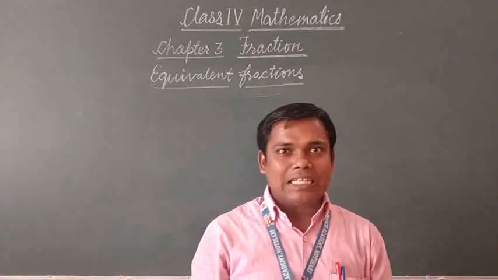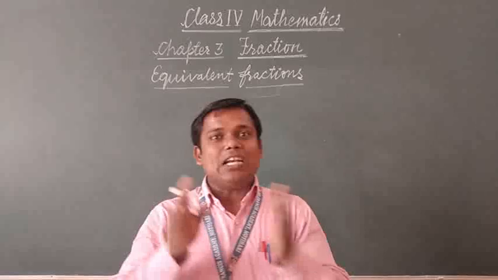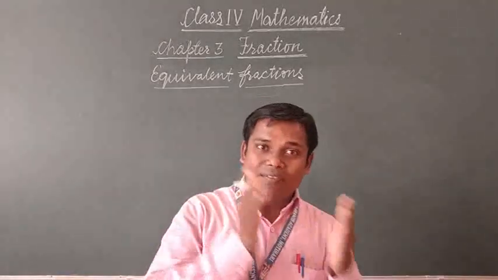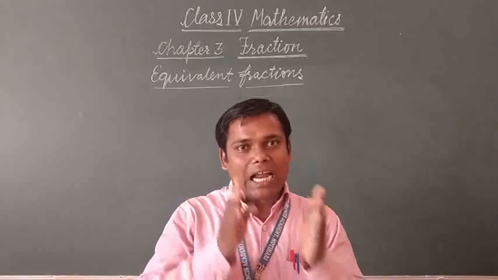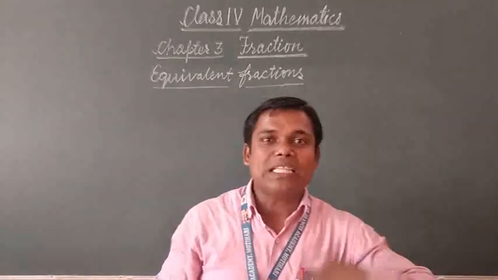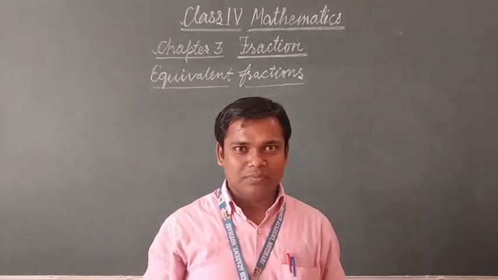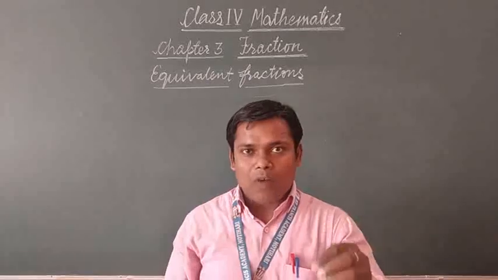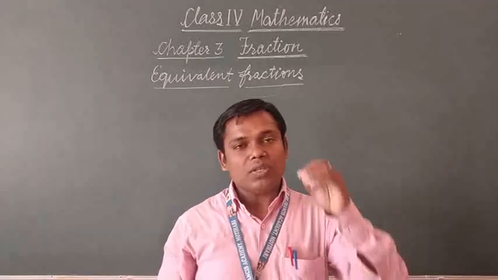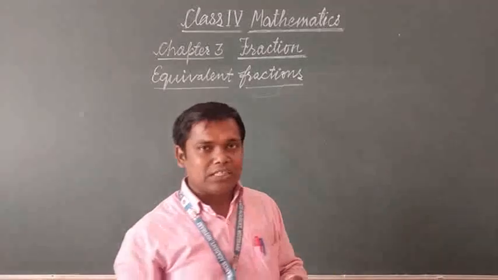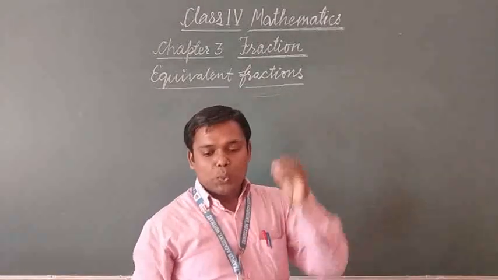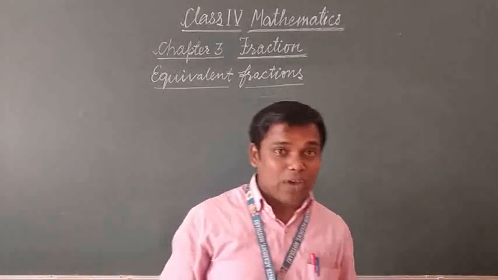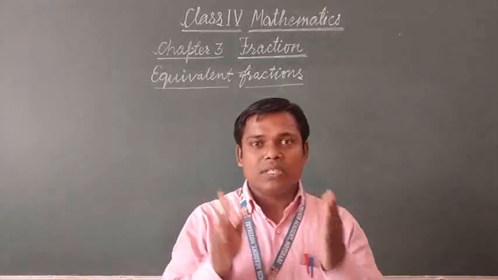So you remember that to get the equivalent fractions from a fraction, we will multiply or divide the numerator and denominator of the fraction by the same number. Means to find the equivalent fractions of a fraction, we multiply or divide the numerator and denominator of the fraction by the same number.